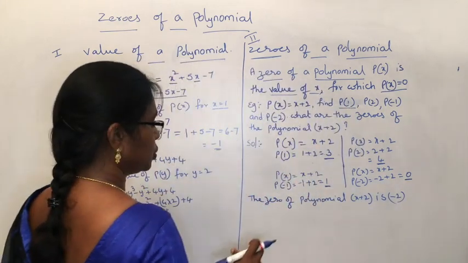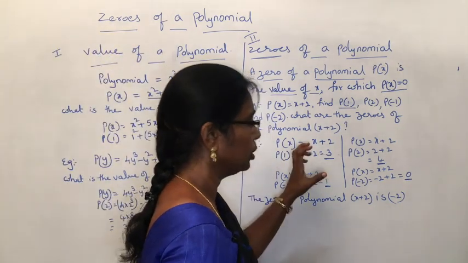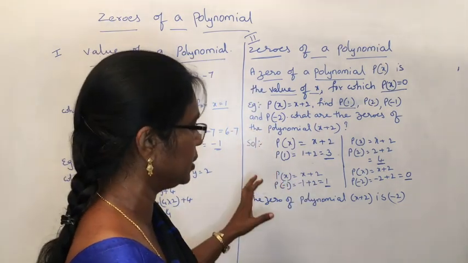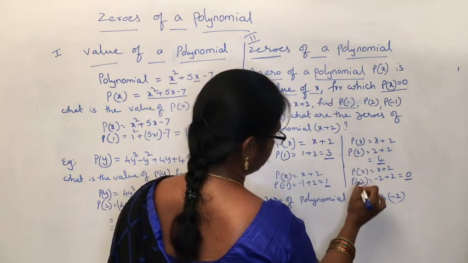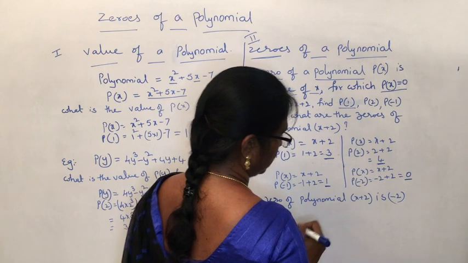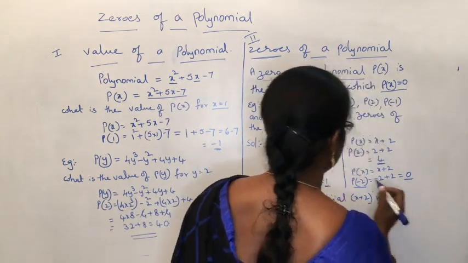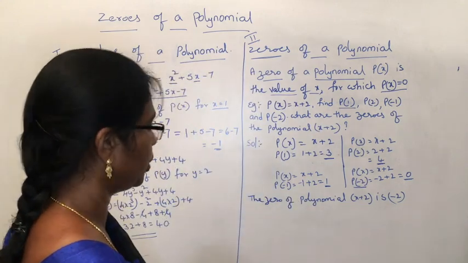When you substitute a value, the answer must be equal to 0. The answer must be 0. Then only we can say that it is the zero of the polynomial. Here we substituted 4 values: 1, minus 1, 2, minus 2. For 1, minus 1 and 2 we got 3, 1, 4. But when you substitute minus 2, you got 0. Then minus 2 is a zero of the polynomial x plus 2.